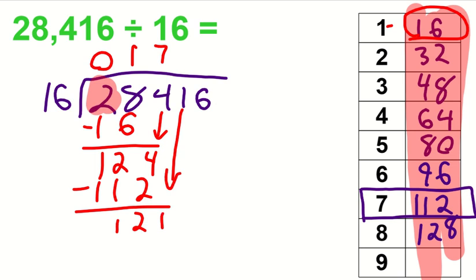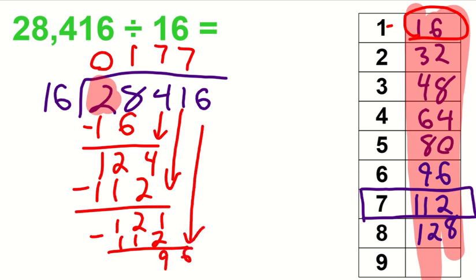We bring down a 1. So now we need 121. Well, 121, that's going to be that 7 again. So that's 112. When we subtract, that gives me 9. Bring down the 6. How many times does 16 go into 96? 6 times. That's one right on the chart.